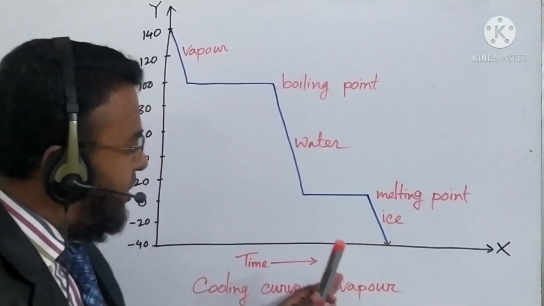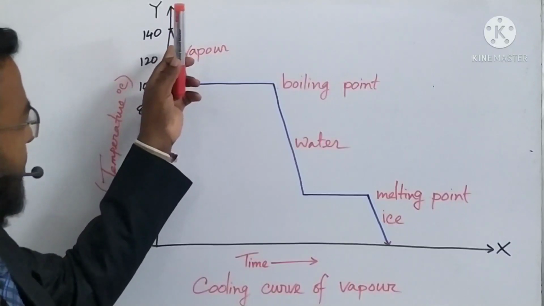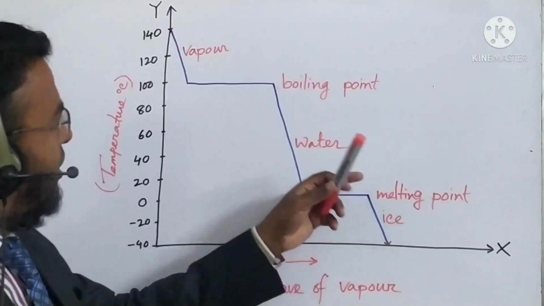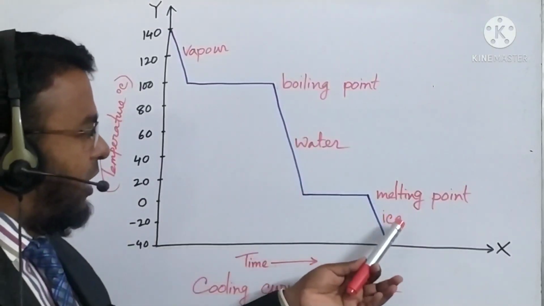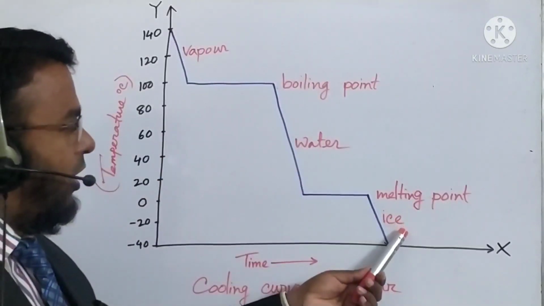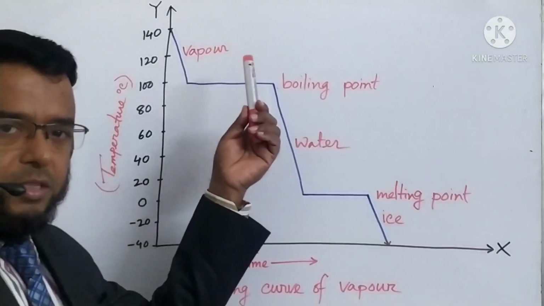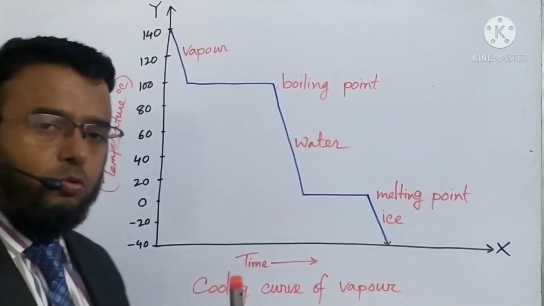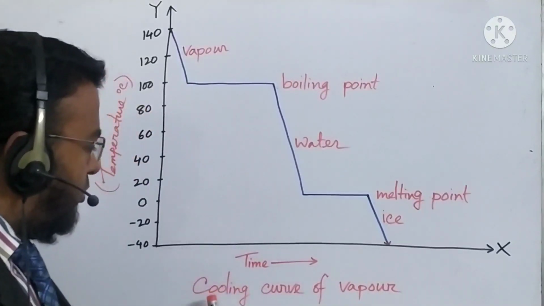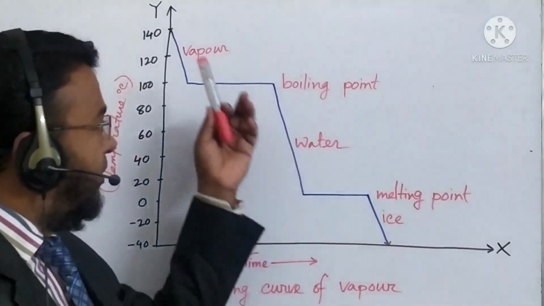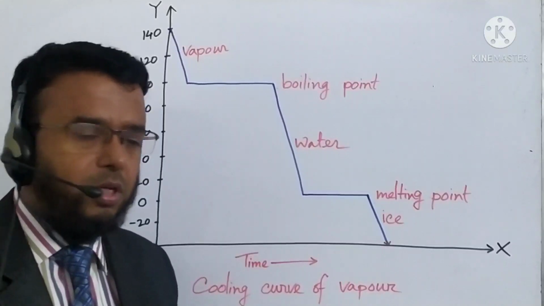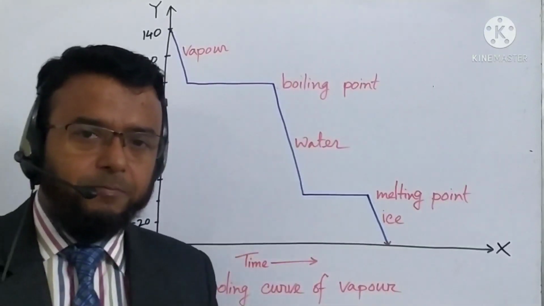So from the graph we see that from vapor to boiling point, then boiling point to melting point, there are three conditions. One is ice, another is water, another is vapor. That means solid, liquid and gas. So we have seen two graphs. One is applying heat on ice, another is the cooling curve of vapor. So from vapor to ice, and the previous one was ice to vapor. Okay, all of you please write it.